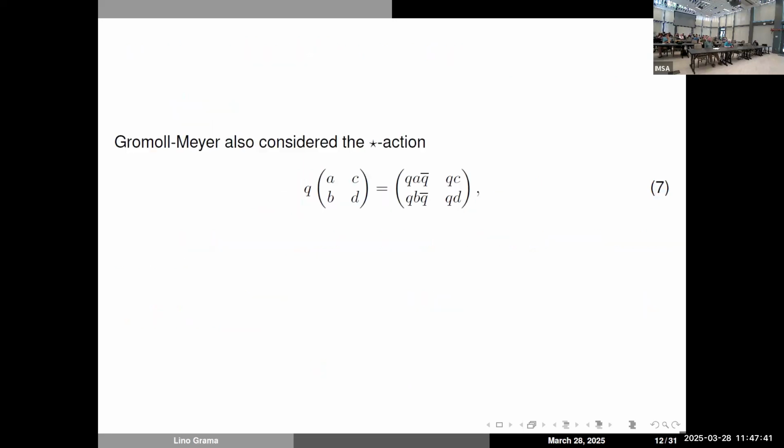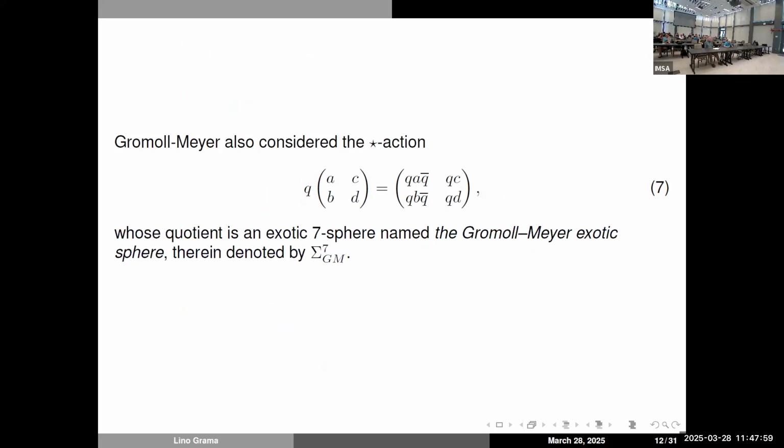But Gromoll and Meyer also considered another action. This is called the twisted action, given by conjugation in the first pole and multiplication on the left in the second pole. And if you take the quotient of the 7-spheres by this action, we arrive at an exotic sphere, and this is called the Gromoll-Meyer sphere. Okay. This is another construction of the exotic manifold, but now we are using a group action.